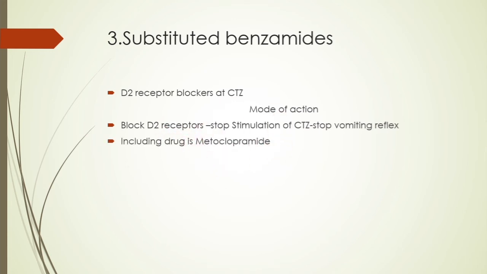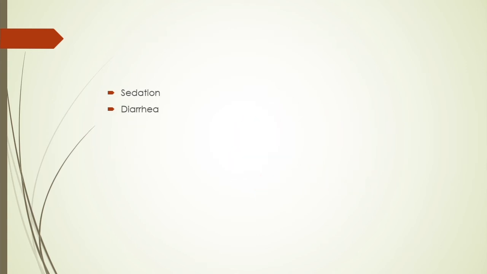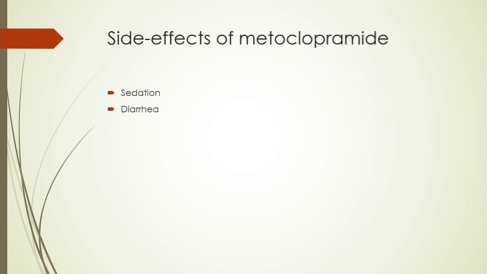And metoclopramide also acts as a prokinetic drug, which is a very important function, and it enhances gastrointestinal motility. It means when it increases the gastrointestinal motility, it will increase the passage of food from the stomach to the intestine. In this way, it also works in preventing vomiting. Now, side effects of metoclopramide include sedation and diarrhea.